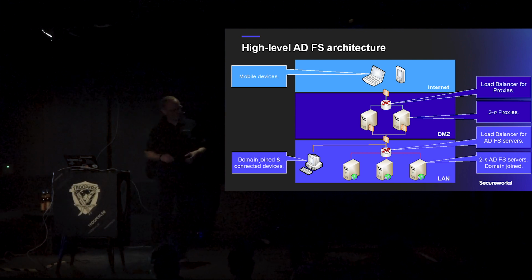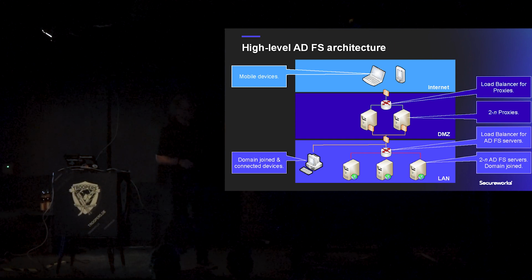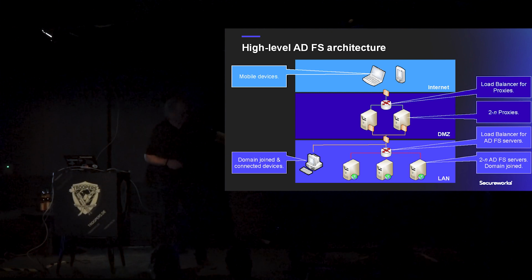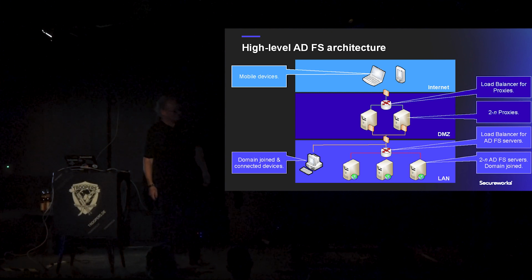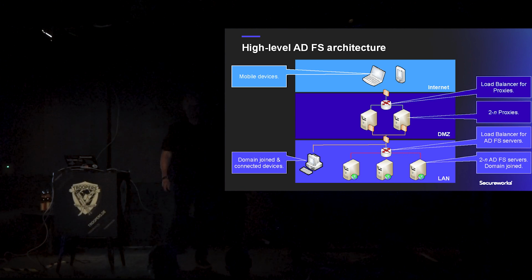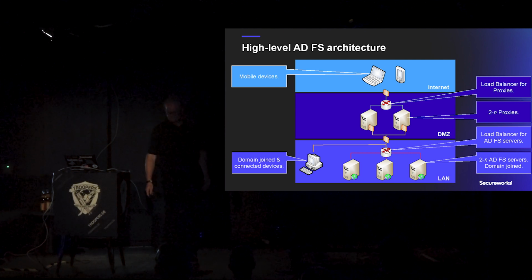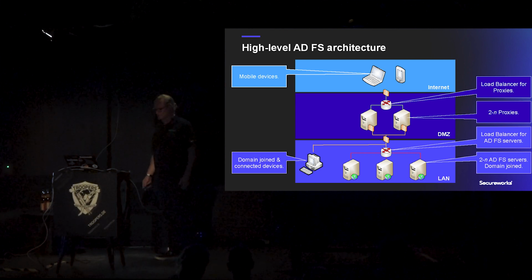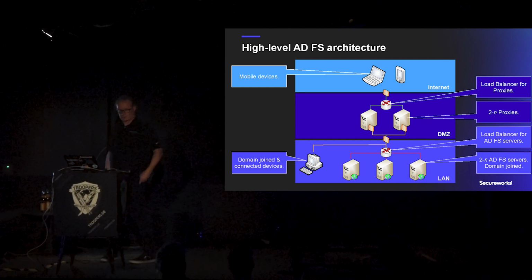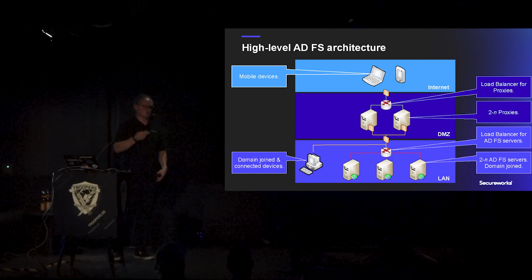And because you might want your mobile workers to be able to log in, you can't do that from your internet or your local area network. You need to have proxies. And again, because these servers are domain joined, you don't want to expose them directly to the internet, right? So you need to have proxies. And they are on the DMZ. And you also need to have a load balancer there.